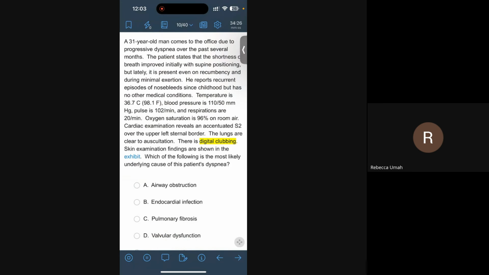A 31-year-old with progressive dyspnea. The patient said the shortness of breath initially improved with supine position, but it recurs immediately. There are also recurrent episodes of nosebleeds since childhood.